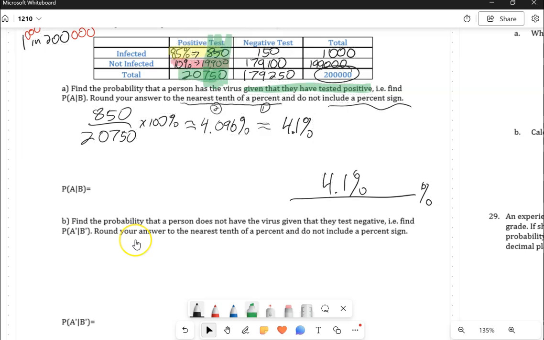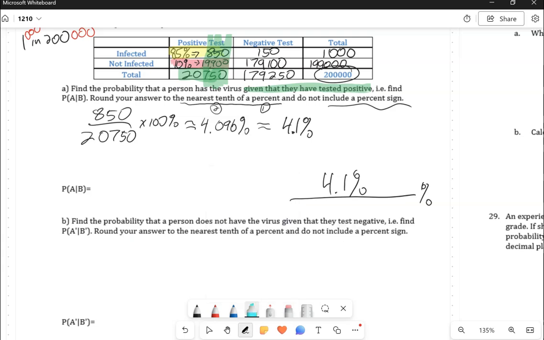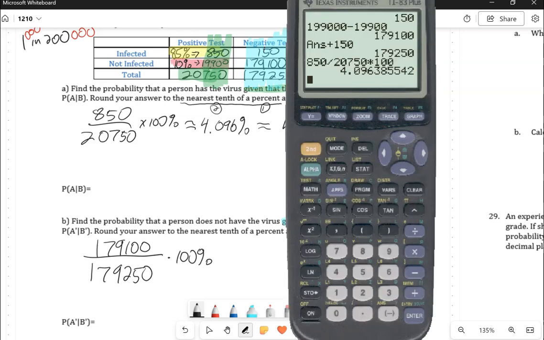Now find the probability. This is a different one, so let's go with blue. The person does not have the virus, given that they test negative. Negative test is, again, a column. We're only looking there. Given that you test negative, the grand total, that many people, find the probability a person does not have the virus. Most of these people do not have the virus. This is going to be almost everybody. Times 100%. Get to percentage first, then round.